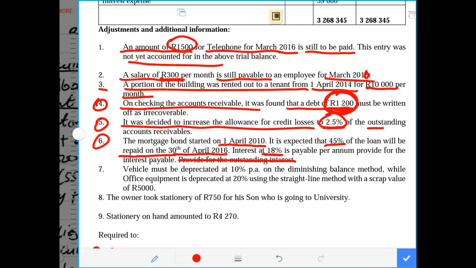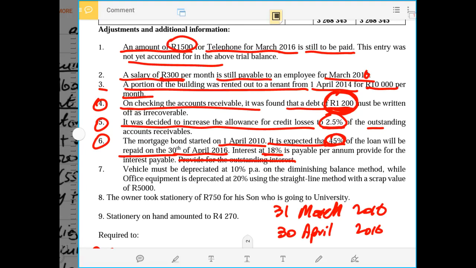So now they are telling us in the first part that it is expected that 45% of the loan will be payable by the 30th of April, meaning 45% of the loan is a current liability. Why am I saying that? Because we are doing the books for the year that ends 31st of March 2016. So if the next payment will be on the 30th of April 2016, just 1 month after, meaning 45% of the loan will be a current liability.